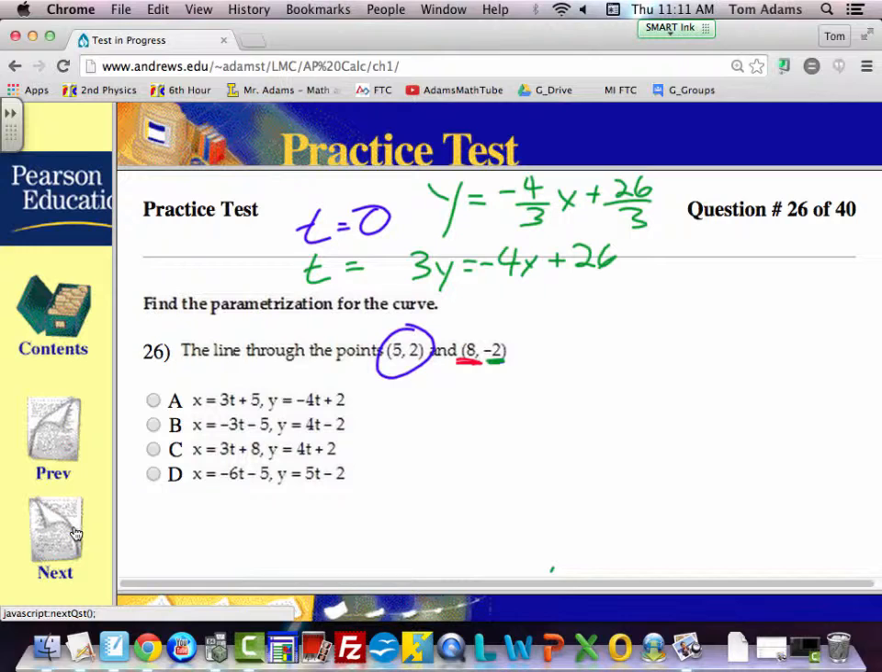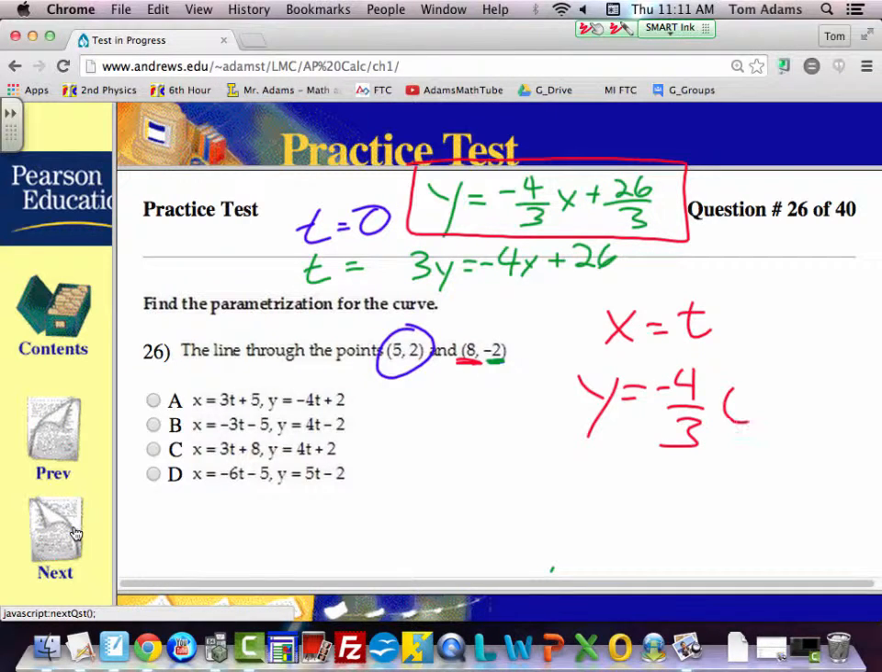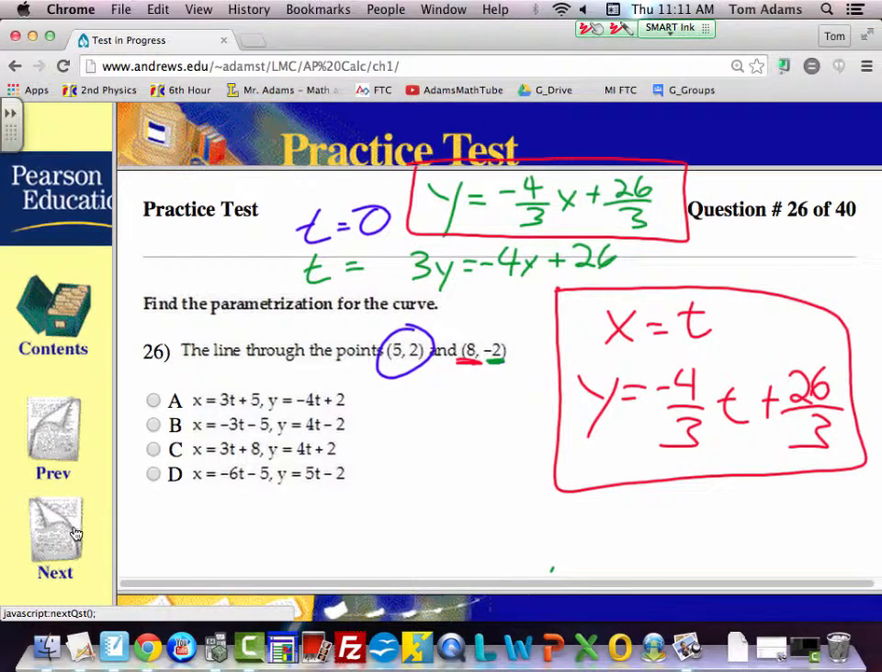Okay? Now, if I leave it like this, what could I make x equal? Could I say x equals t and y equals negative 4/3 t plus 26/3? Would that work? Yes, that would work. It's a little easier to do it this way. So what I want to do is I just want to verify this with you guys.